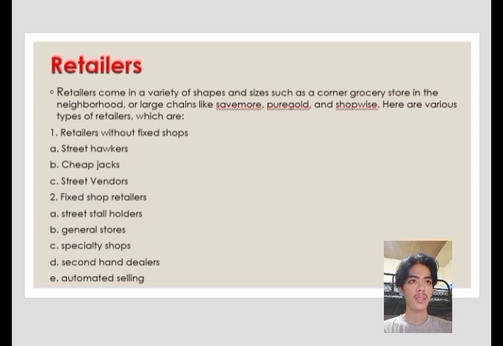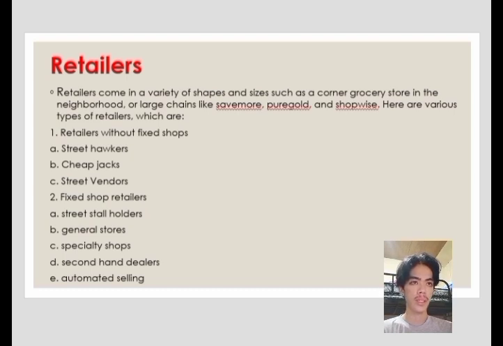And the second is general stores. General shops sell goods that are necessary for everyday use. These shops sell a broad range of products such as gift articles, biscuits, plastics, footwear, grains, soap, edible oil, chocolates, stationery items, and other similar items.